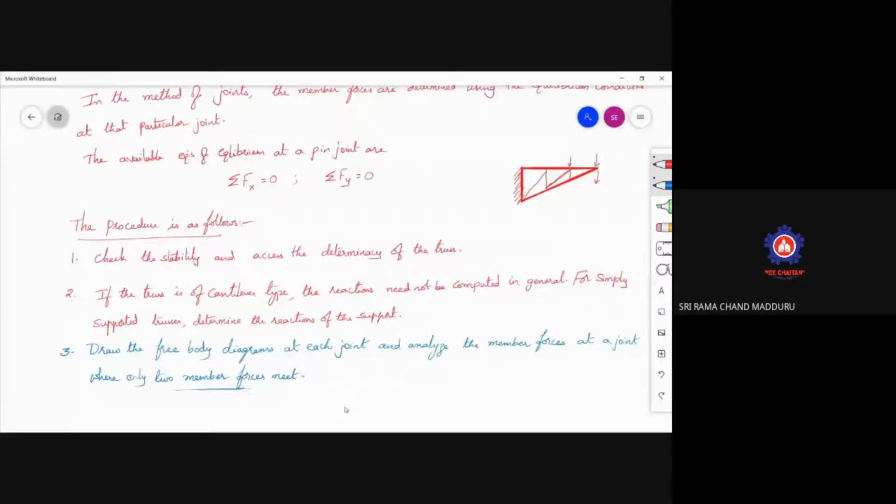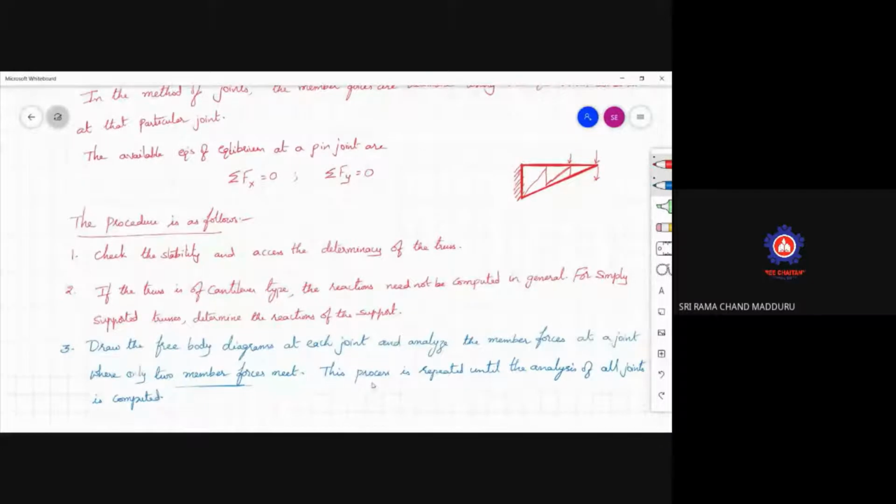This process is repeated until the analysis of all joints is computed.